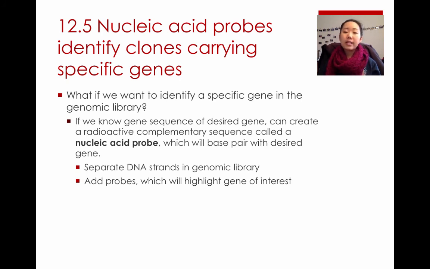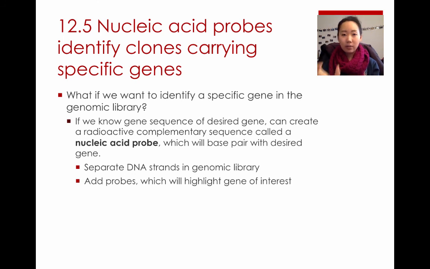Okay, so what if we want to identify a specific gene in the genomic library? We mentioned this, but how do we actually know, let's say we have a gene in mind and we want to know in which DNA colony it's in, which one of these plasmids it's in. So the way we do that is if we know the specific sequence of our desired gene, then we can create a radioactive complementary sequence. So we know we're looking for a gene like GTAC or something. Then we would create a radioactive sequence that's complementary to that, so CATG.